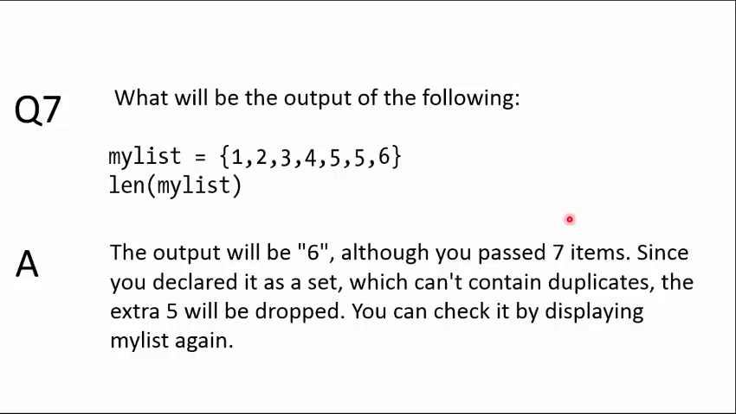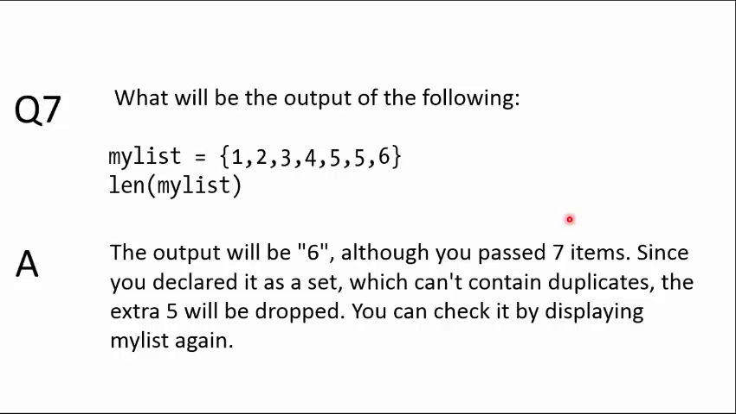But remember how I put the enclosing braces here. This is a curly brace. Curly brace means this is a set. A set in Python is an unordered collection with no duplicates. It does allow duplicates to be entered, but it ignores them. So when I put two fives in there, it's going to throw away one five. As a result, the length of this collection will be 6. Although you have passed 7 items, the extra 5 will be dropped.